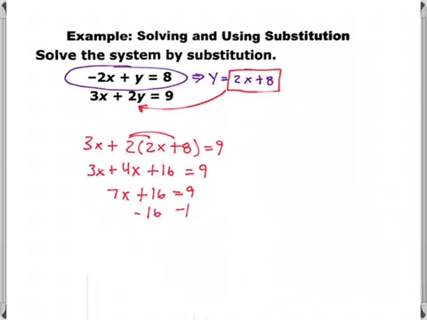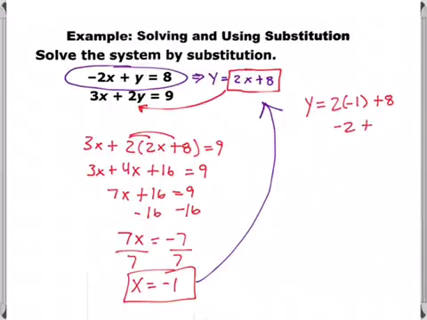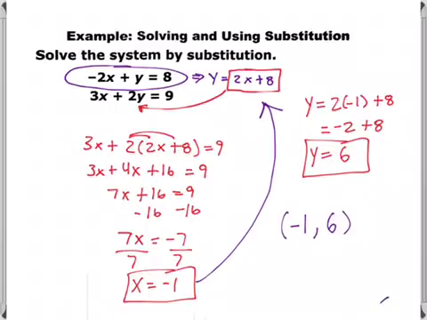I'm going to subtract 16 from both sides. And I've got 7x equals negative 7. I divide by 7. And I'm going to get x equals negative 1. Now that I know what x equals, I'm going to plug it back in order to solve for y. So I've got y equals 2 times negative 1 plus 8. So 2 times negative 1 is negative 2 plus 8. So y in this case equals positive 6. So your ordered pair solution here becomes negative 1, 6.